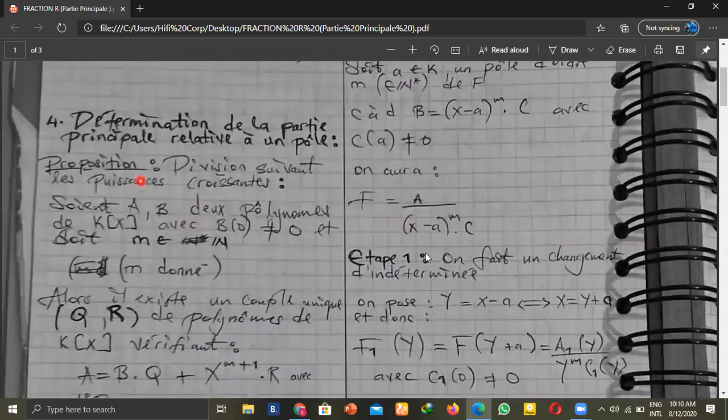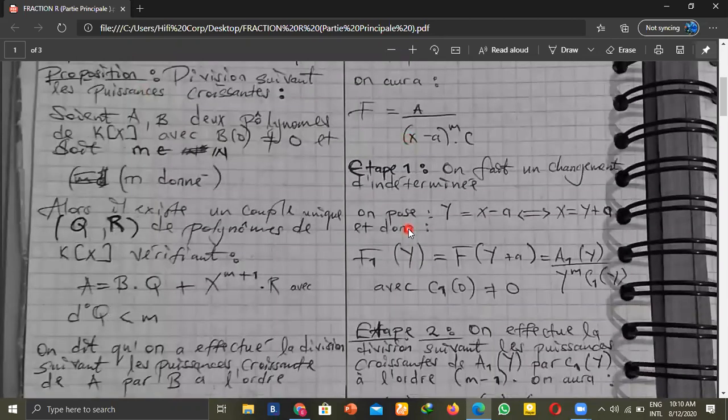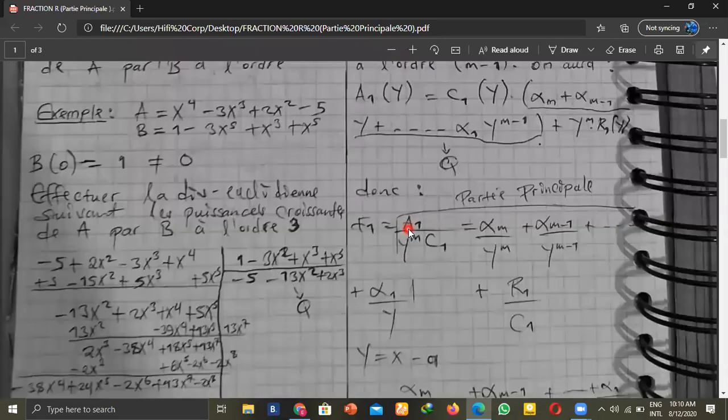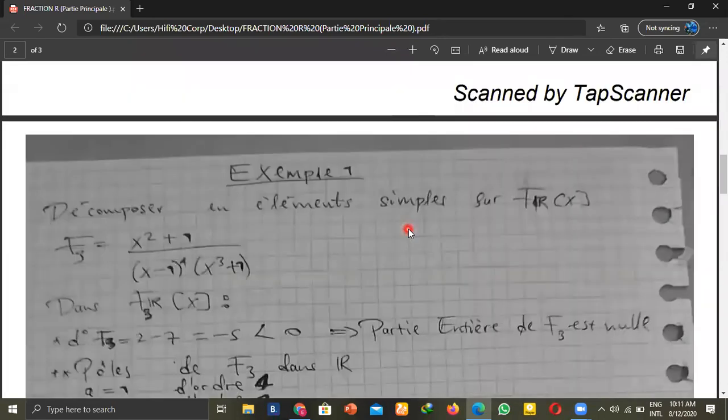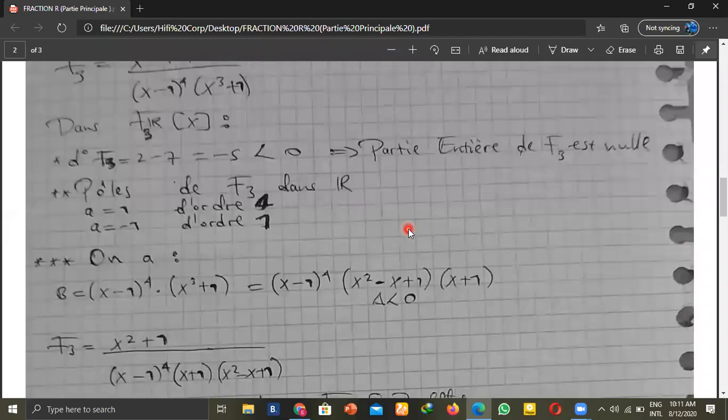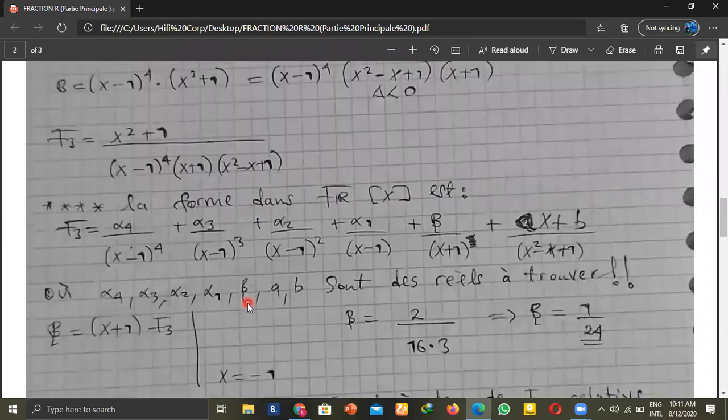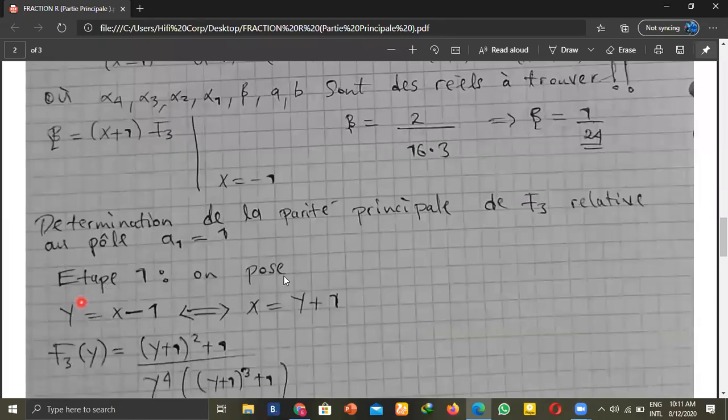When posing, we said first of all that y is equal to x minus r, which is the one you are using, x minus r. The one for which you are finding the partie principale, you are finding for x minus 1 order 4. So it's the one which you are going to equate to y. Are we okay here? So étape 1, on pose y is equal to x minus 1. And then we make x the subject of the formula, x is equal to y plus 1.